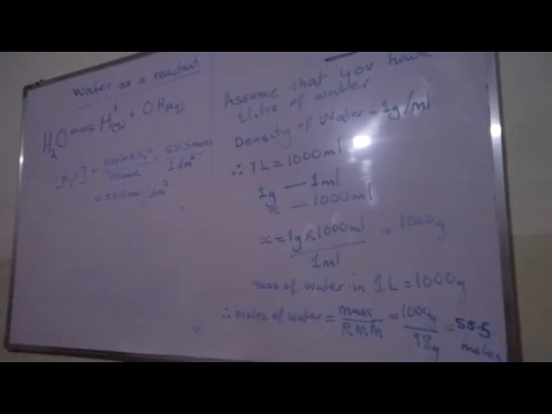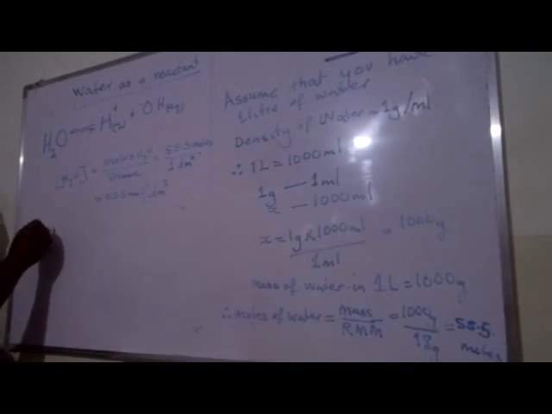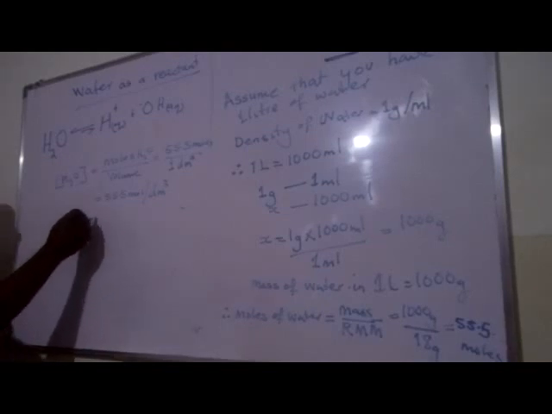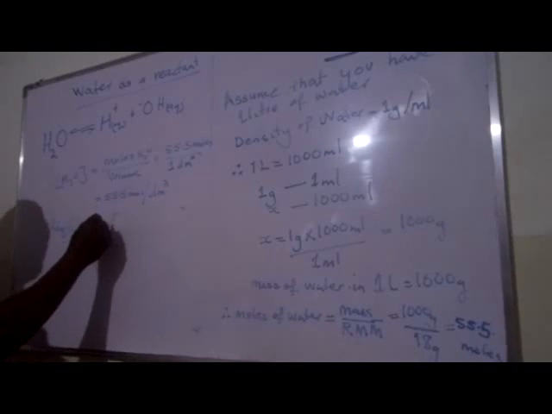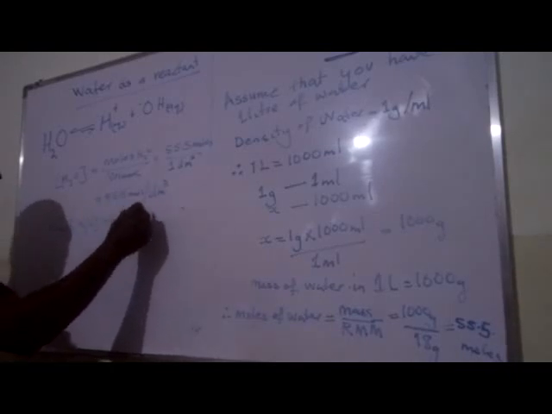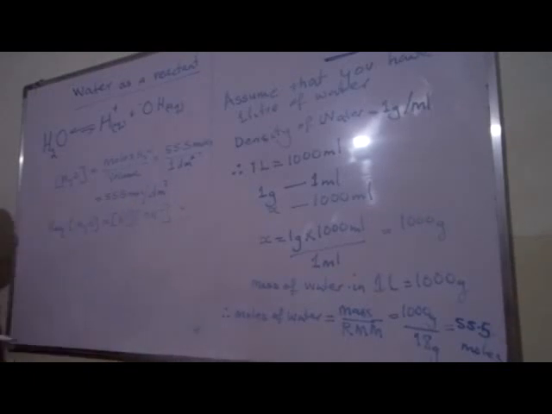Now, going back to our equation that I gave you earlier on, we did say that the equilibrium constant of water multiplied by the concentration of water gives you the hydrogen ion concentration multiplied by the hydroxide ion concentration.